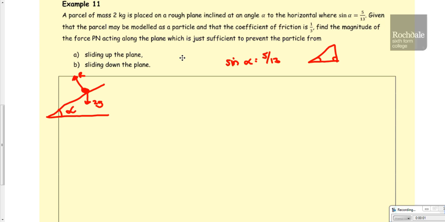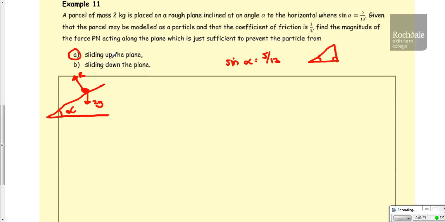M1 Statics, example 11a. In this example, we're looking at an object which is sitting on an inclined plane. It's a rough plane, so we know that there will be friction. And a force is being applied, this force P, which is going to be just sufficient to prevent the particle from sliding up the plane.